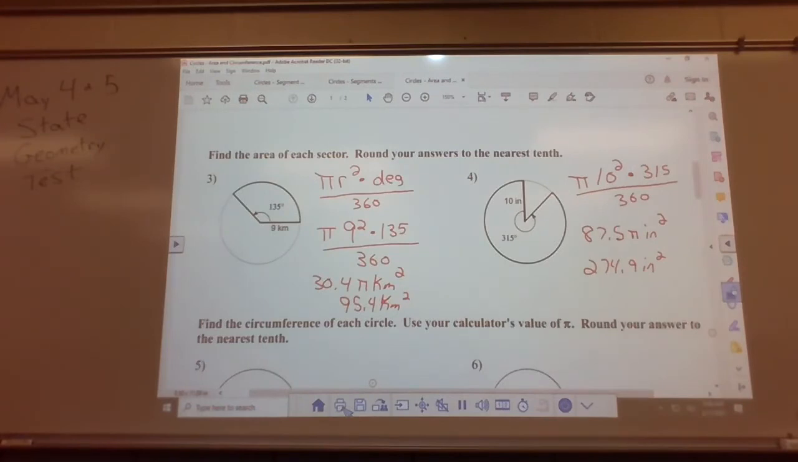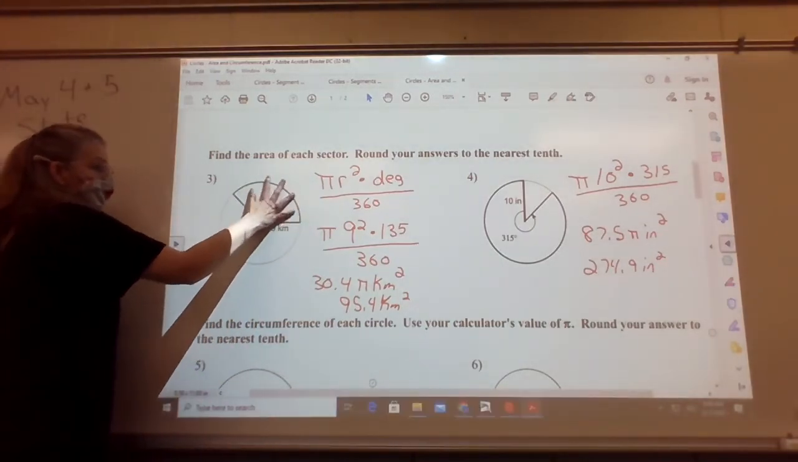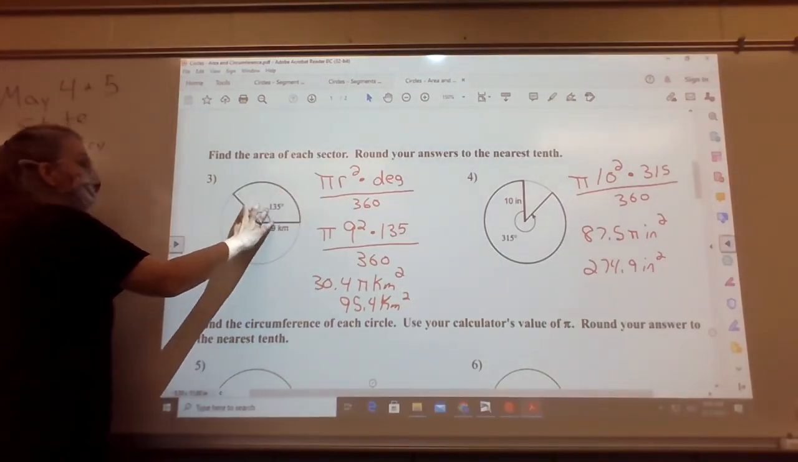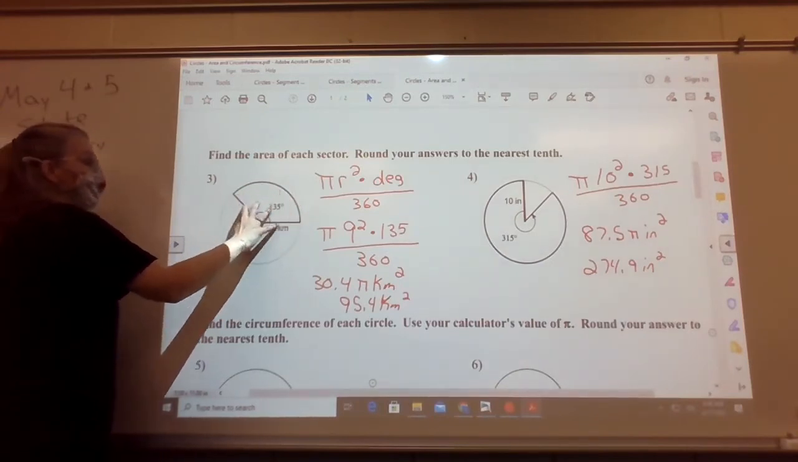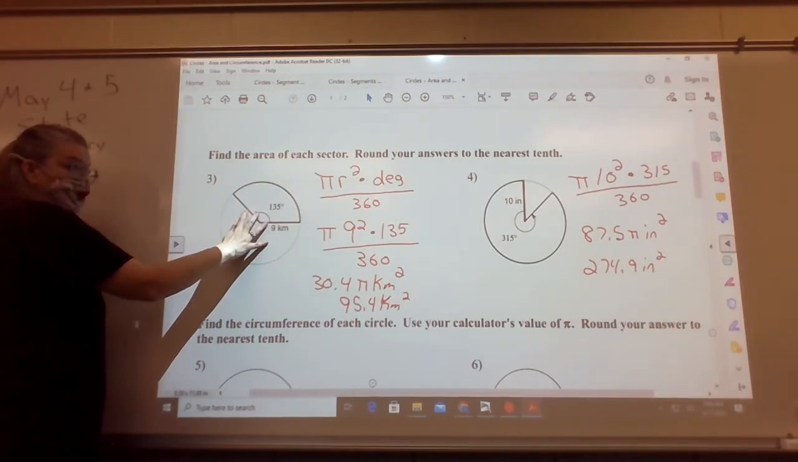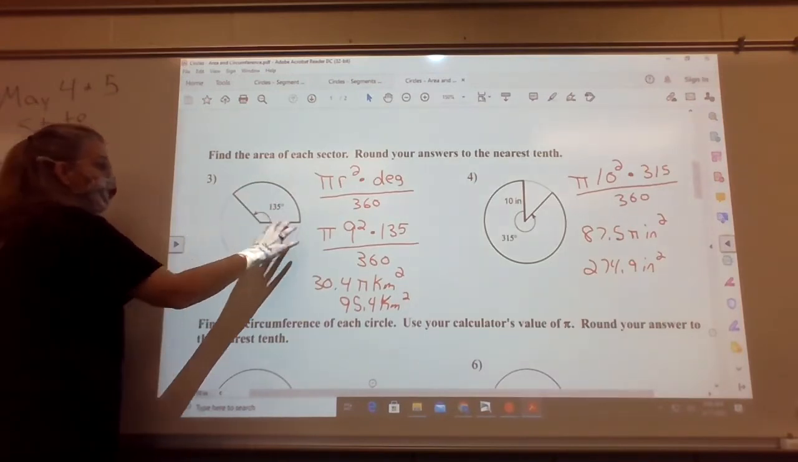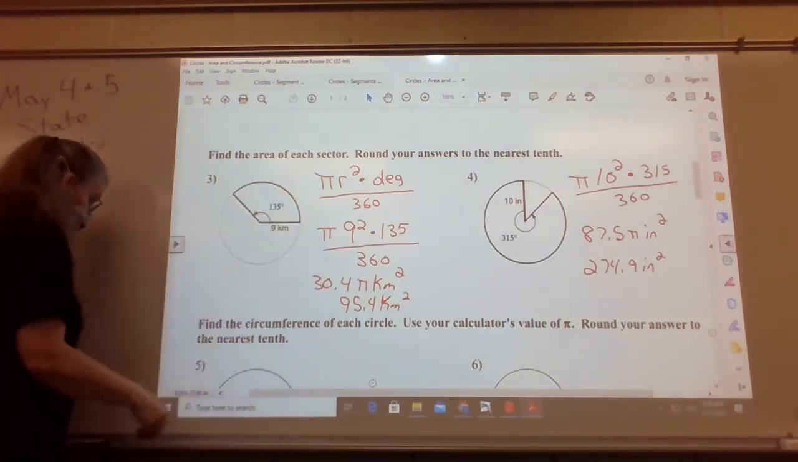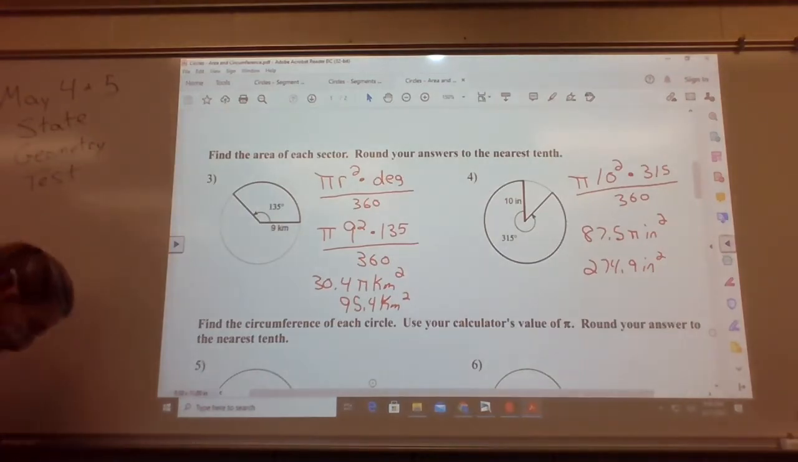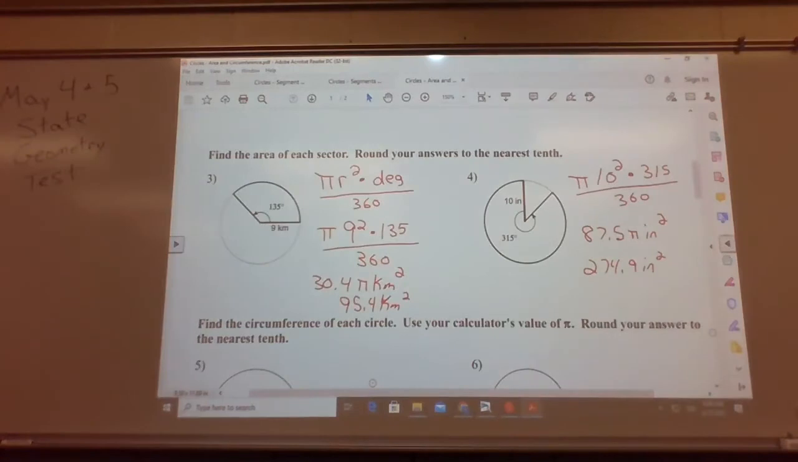So area of a sector. Area of a sector is just this piece of the pie, how much there is. Like I said, maybe you're making a garden and you want to cover this with mulch. So you want to figure out how much mulch it's going to take. Maybe you're having a pizza eating contest and you want to find out how much pizza this is. You can figure out the area of that pizza. Boom. 3 and 4. We good?